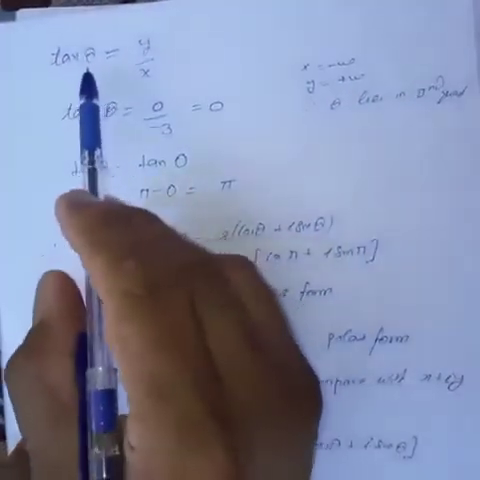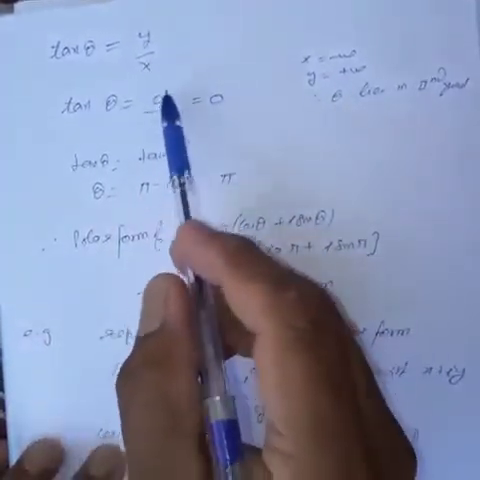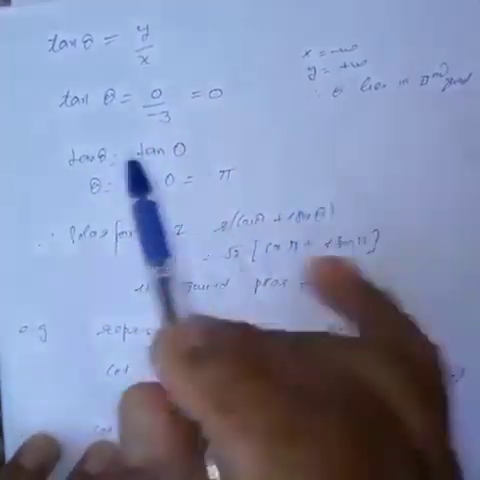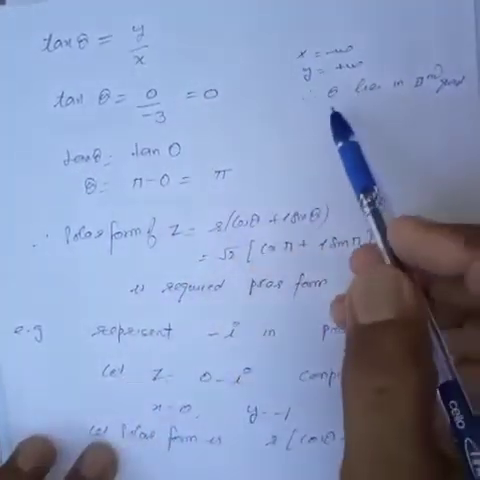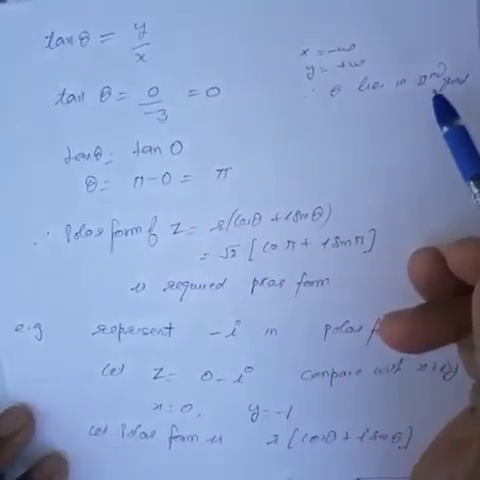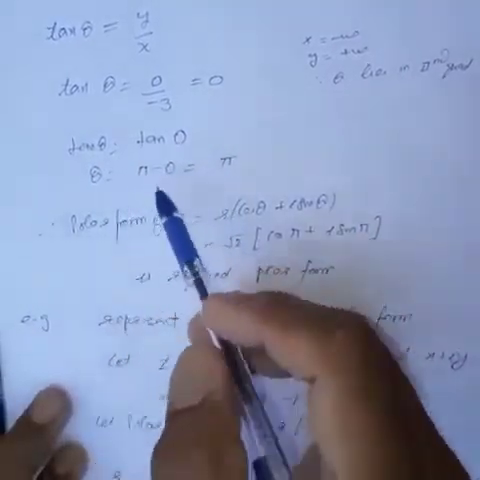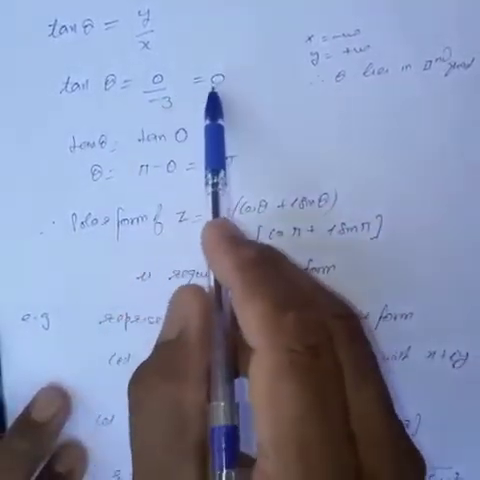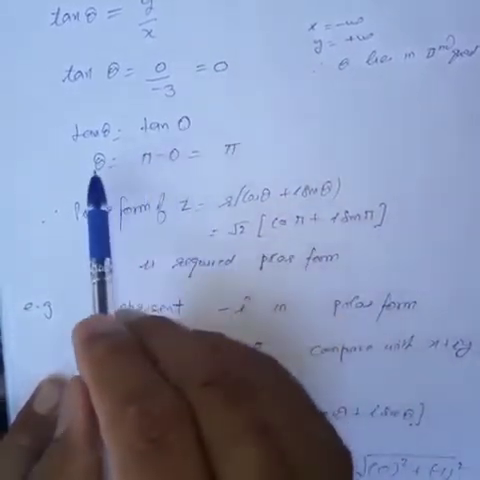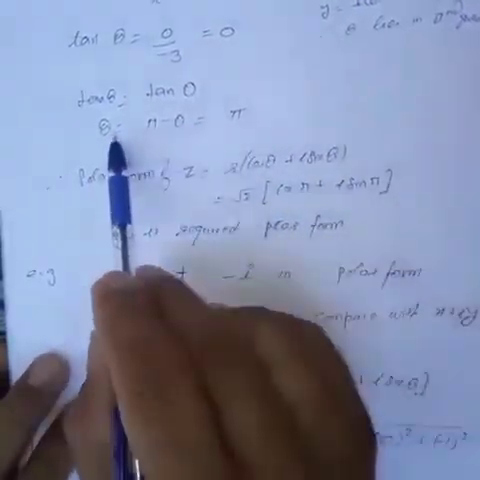Then you calculate tangent theta using the formula y upon x. Here y is 0 and x is minus 3, so tangent theta is 0. Now first of all evaluate in which quadrant theta lies. x is negative and y is positive, so theta lies in the second quadrant. In the second quadrant, the angle should be pi minus alpha. Now you calculate alpha using this value. 0 is the value of tangent 0 from the table. So theta is pi minus 0, and so the value of theta is pi.